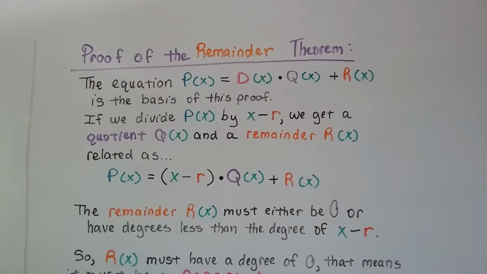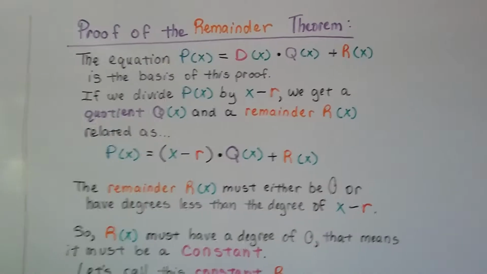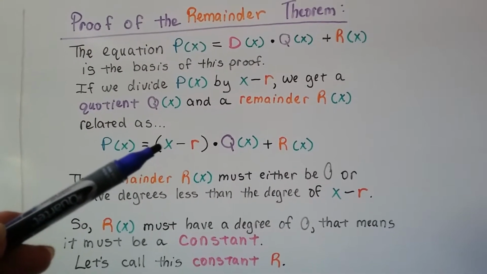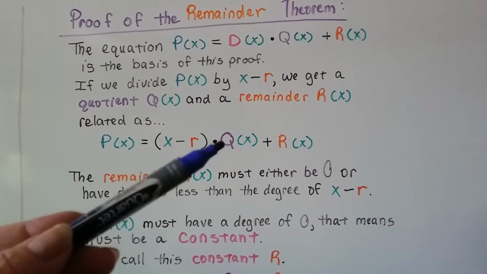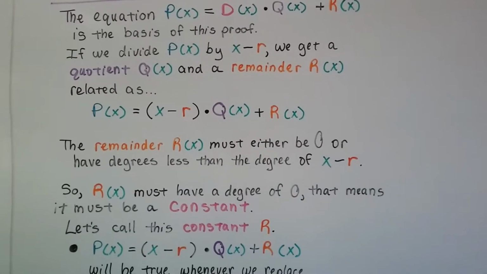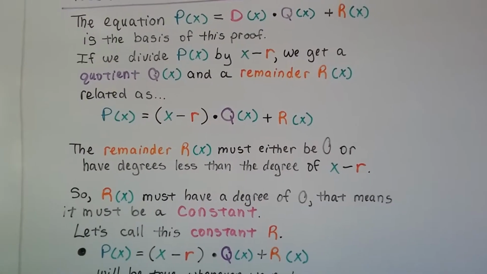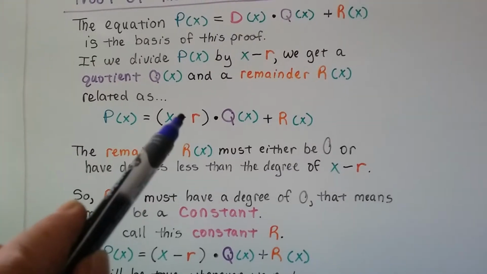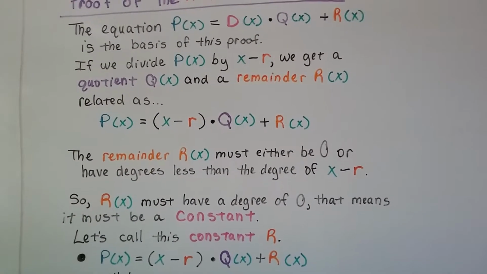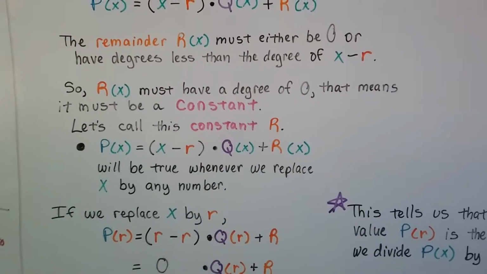If we divide P of x by x minus r, we're going to get a quotient Q of x and a remainder R of x, and it'll be related like this. We'll have P of x equal x minus r times the Q of x plus R of x. All right? And that remainder R of x must either be a 0 or have degree less than the degree of x minus r. Okay? So R of x must have a degree of 0. That means it must be a constant.